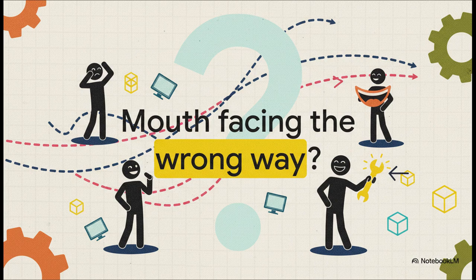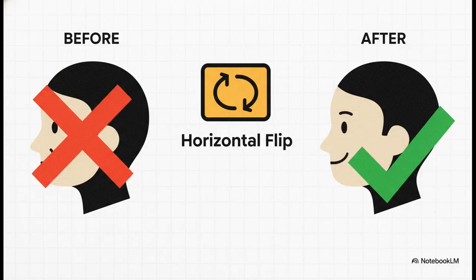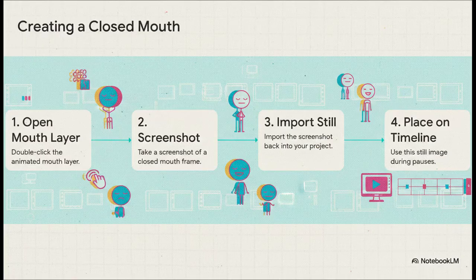But don't panic, the fix is super easy. Yep, the solution is just one simple effect. Go into your effects panel, search for horizontal flip, and just drag it right onto your mouth clip. And boom, problem solved. It'll instantly flip around to face the right direction. So what do you do when your character isn't talking? You don't want their mouth to just vanish, right?